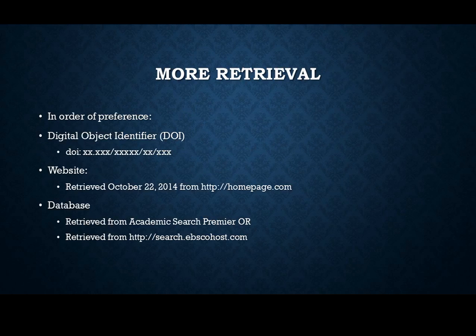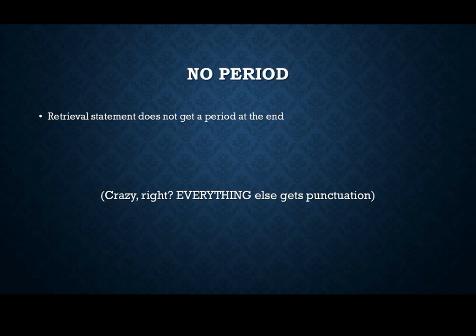If you can find the DOI, you'll want to include this in your retrieval statement. A DOI, or digital object identifier, is like a permanent address for your source and is often attached to articles found in academic databases. If you can't find that, list the URL, and if that is unreliable, list the name of the database where you found your source. At the end of the statement, you will not put a period.